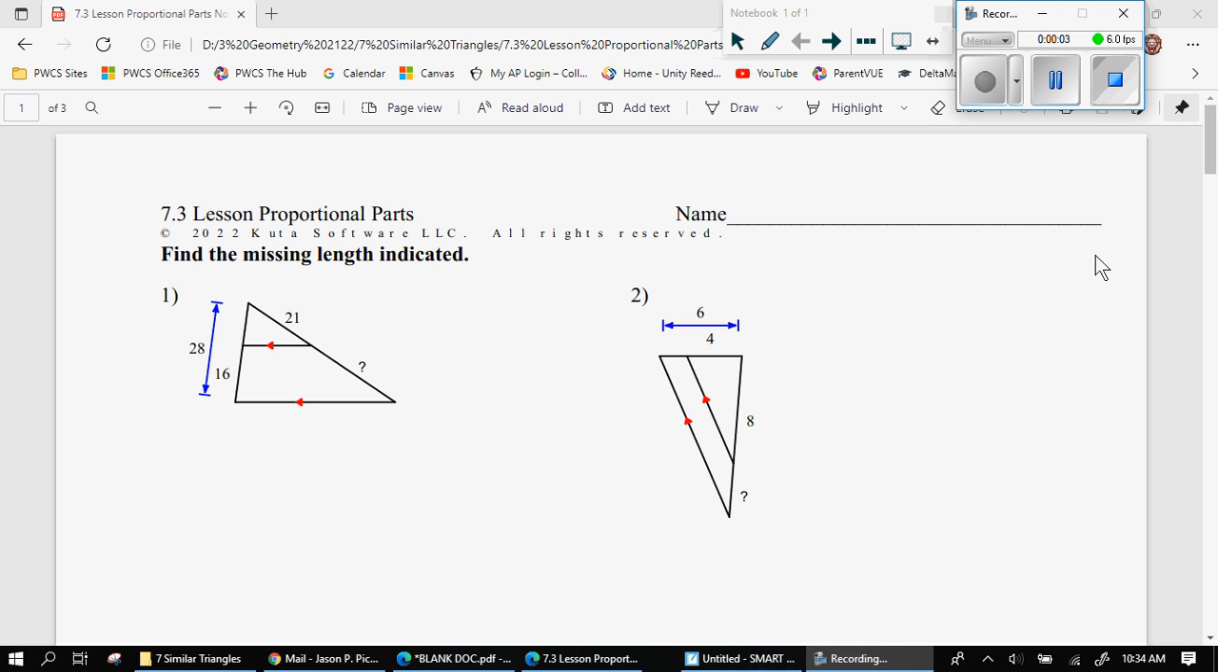Hey all, today we are going to continue with our discussion on things that are similar. And when we have been talking about similar triangles, we have been writing proportions. And just a reminder that a proportion is, or they are, equal fractions.